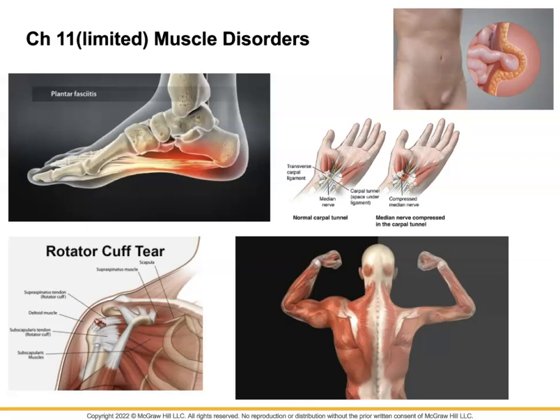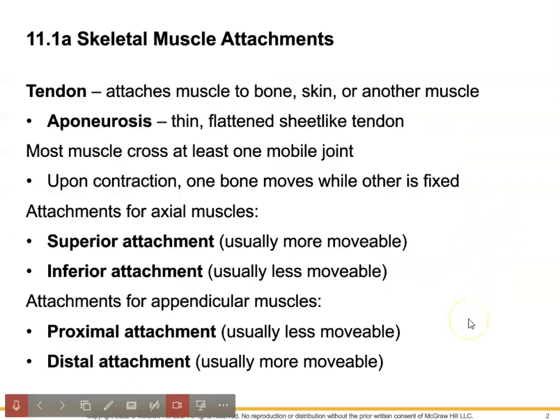So we'll begin by looking at some of the terminology associated with muscles. To begin with, you should have learned already about connective tissues, and when you learned that, hopefully you also heard about some of the structures associated with muscle, including a tendon, which is connective tissue that attaches a muscle to bone, skin, or to another muscle.